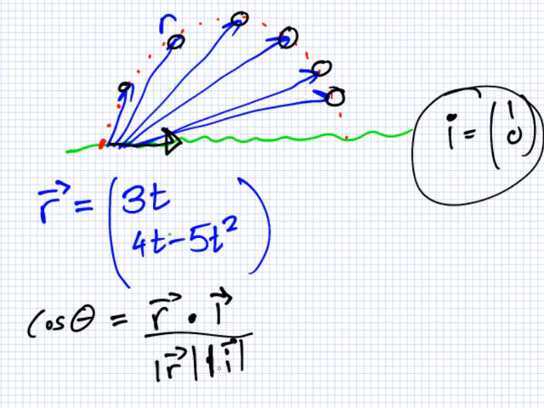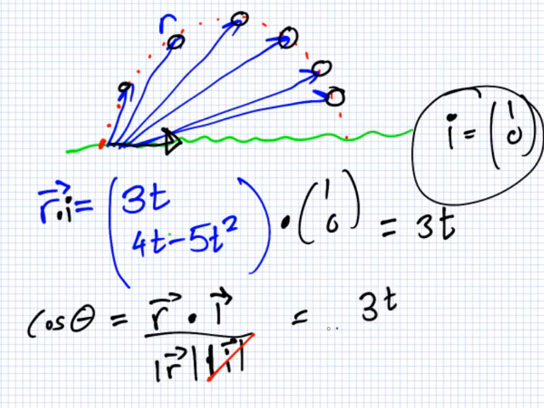So R dot I, then divided by the magnitude of I. Now, I is a unit vector, so what's its magnitude? Come on, what's the magnitude of I? How long is I? It's one unit, yeah? So this is gone. So if you dot this now with I, R dot I, what do you get?